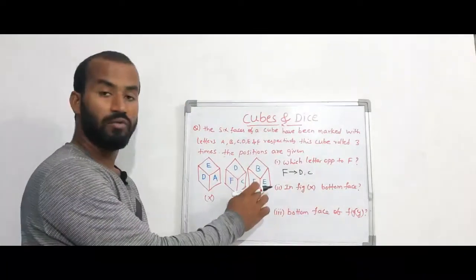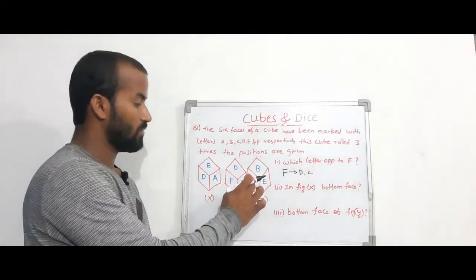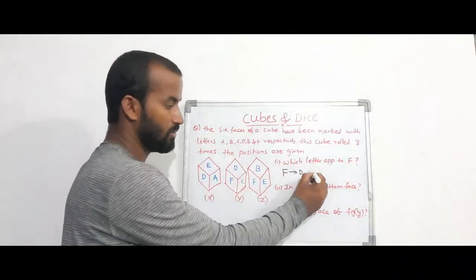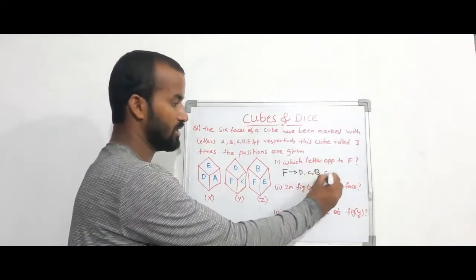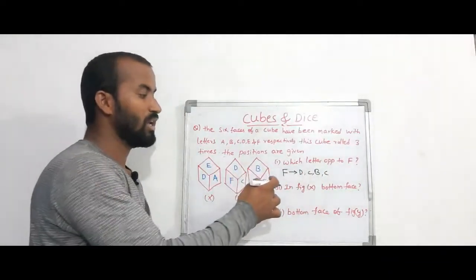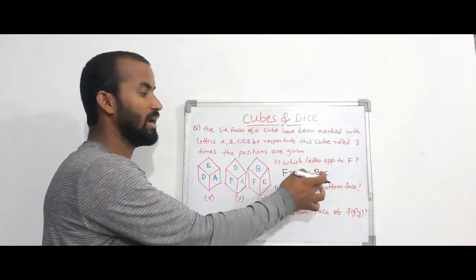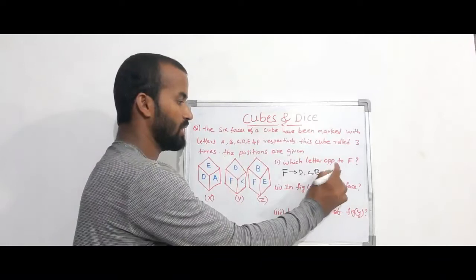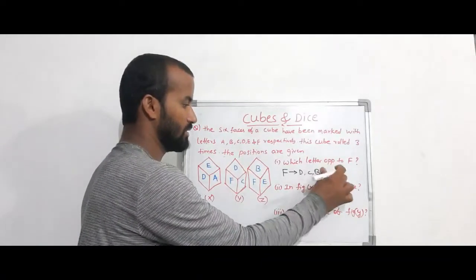From this third view, for F, B and C are adjacent. So for F, which and all adjacent? DC and BC. Sorry, BE. DC and BE are adjacent.